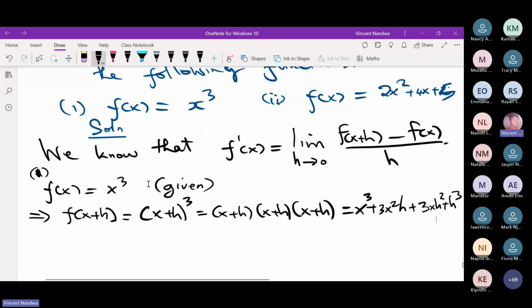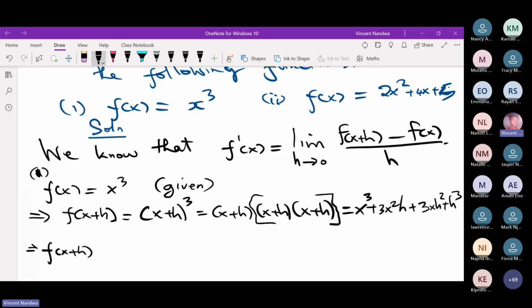That should be the expression. Or you can just do the manual way. You expand this, get the answer for this product, and what you get is multiplied by x plus h. When you reduce it, you get this as the expression. So f of x plus h.